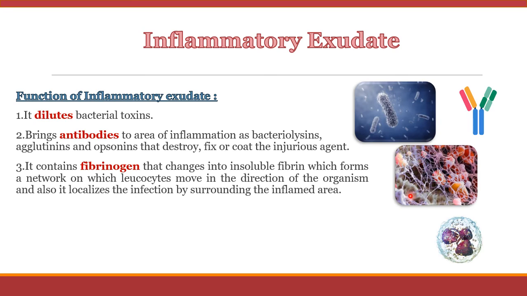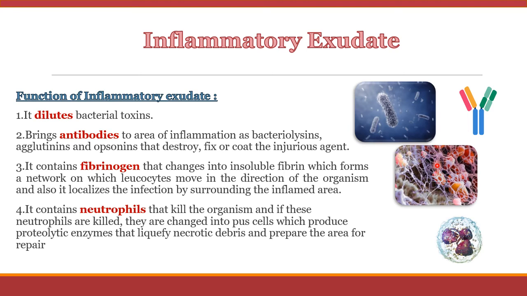The other function of the fibrin is that it is going to localize or surround the area of inflammation and prevent its spread or extension into the neighboring healthy tissues. So it is going to imprison the inflammatory cells and the reaction inside certain areas without further spread. So these are two functions of fibrin that comes from the fibrinogen that comes with the inflammatory exudate.